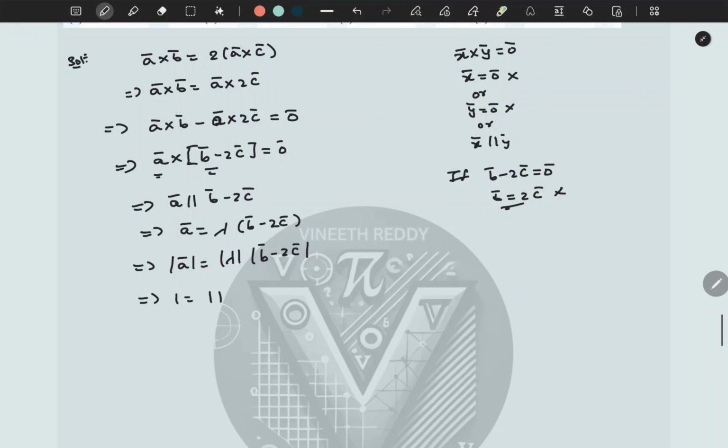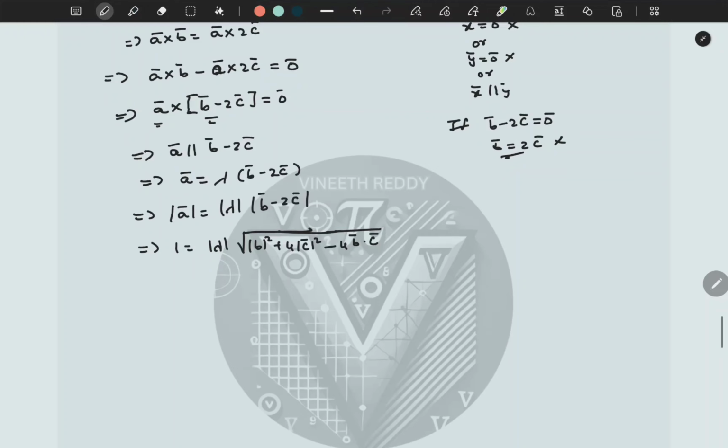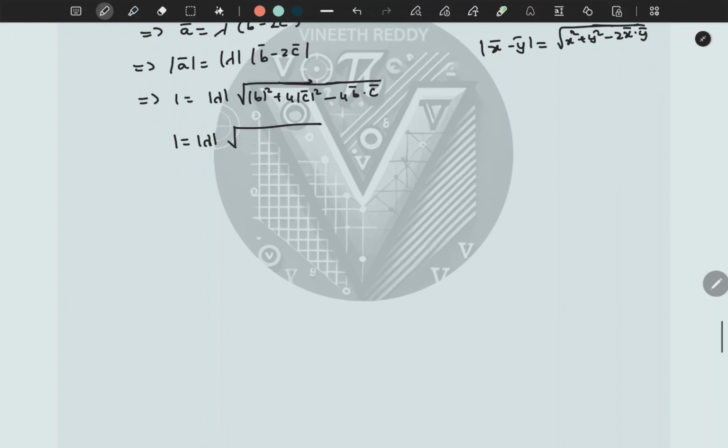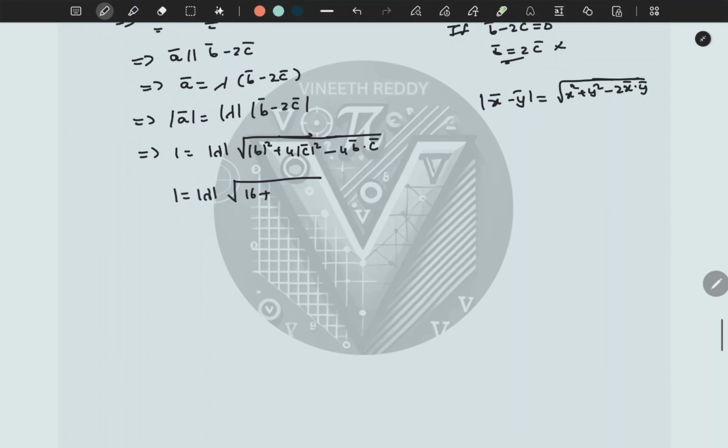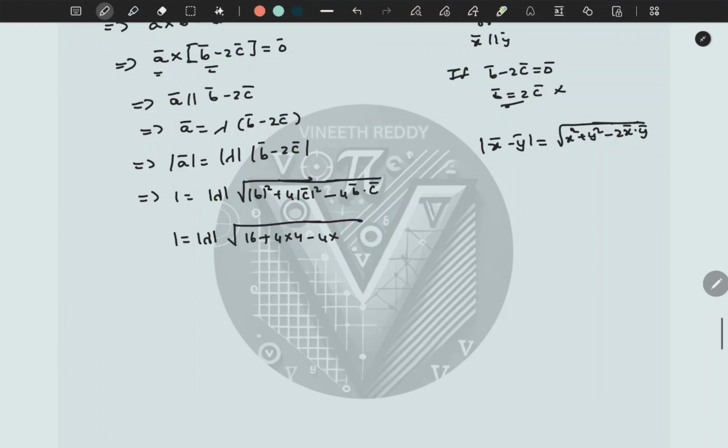Mod A is 1, so 1 equals mod lambda times mod of B minus 2C, and what do we get here? Mod of B minus 2C will be under root of this plus this minus 4 B dot C. I hope you are with me, because mod of x minus y is under root of x square plus y square minus 2x dot y. Is that clear? Yes. So what will be mod B? Mod B is 4, mod B square will be 16, mod C is 2, mod C square will be 4, right? What will B dot C be? It will be mod B into mod C into cos theta.